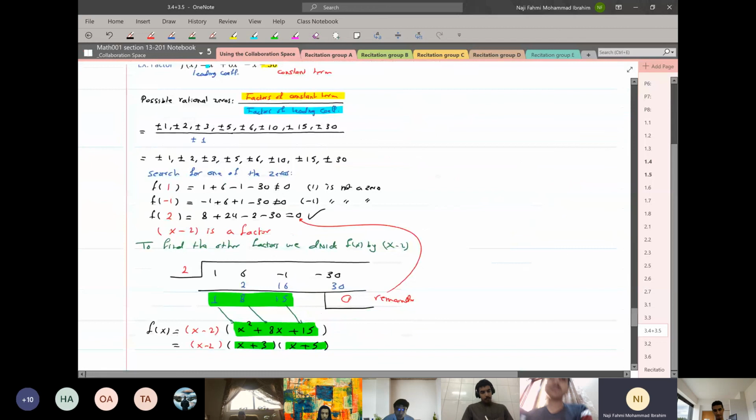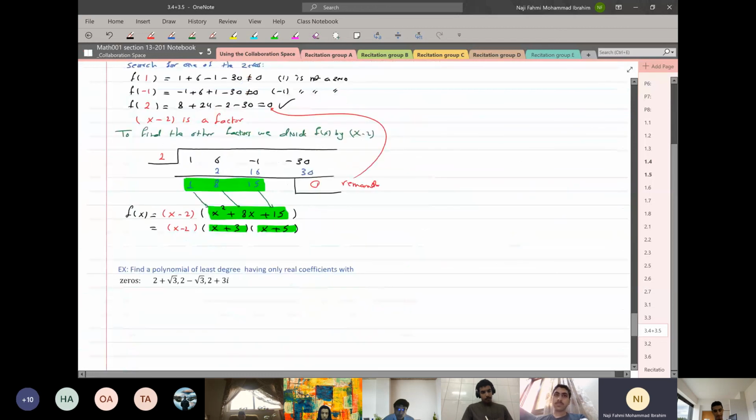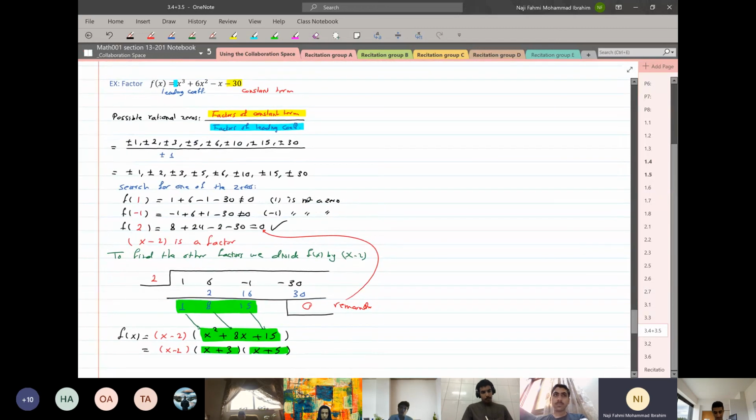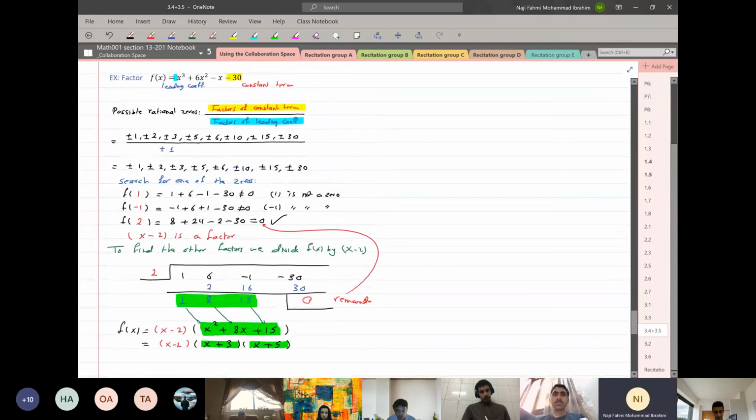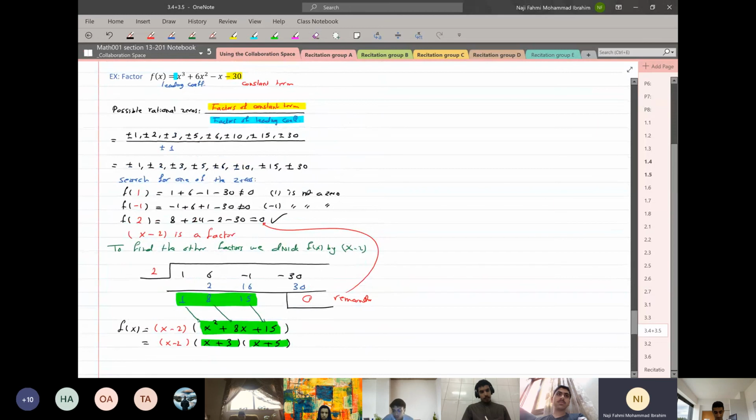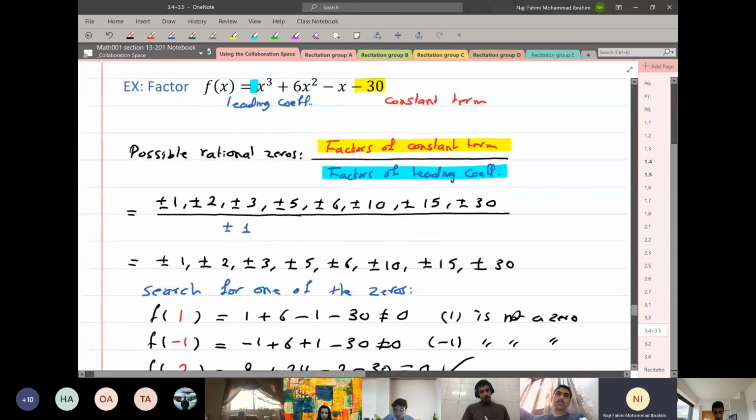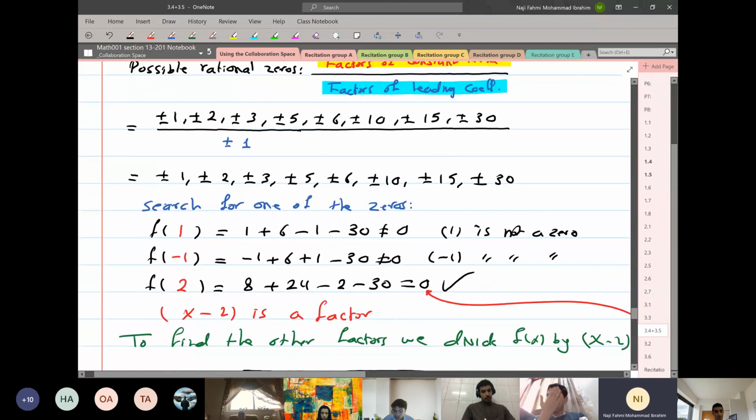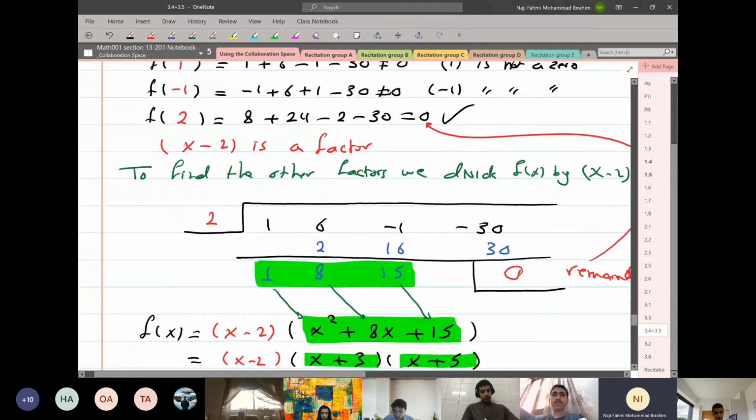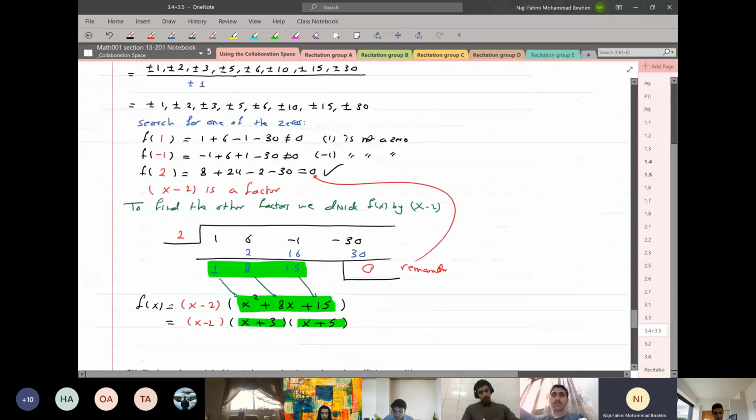So let me repeat it quickly. What were the steps that we did? The first step was to find the possible rational zeros. How do I find them? We divide the factors of the constant term by the factors of the leading coefficient. Then we search for one of the zeros by picking one zero at a time. After finding the zero, we use division to find the other factor, and we will be done.